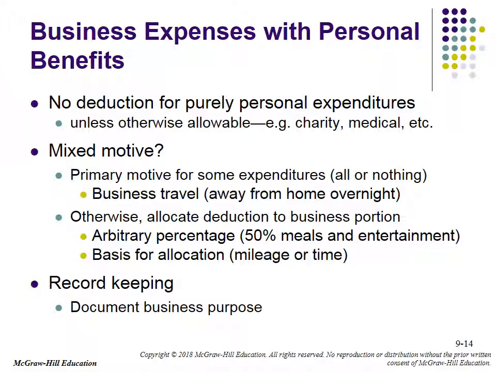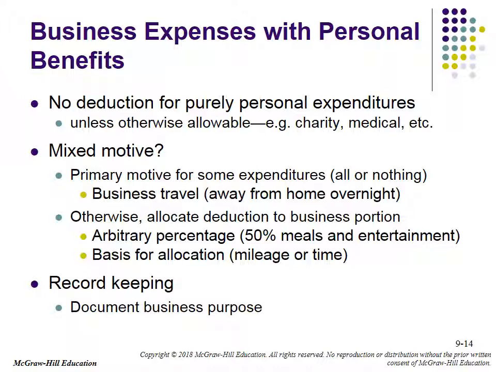Now, business expenses with personal benefits. There's no deduction for purely personal expenditures. Here's what we're talking about. Let's say your business decides to donate to charity. That's awesome. But that's considered that the owner withdrew the money and paid that to charity. So the owner would put that as a charitable deduction on their Schedule A, the itemized area. Same with medical, or if they gave a gift. The owner is looked at as withdrawing the money and then making that a personal expenditure. These are not deductible on the Schedule C, but may be deductible as personal items elsewhere on the tax return.